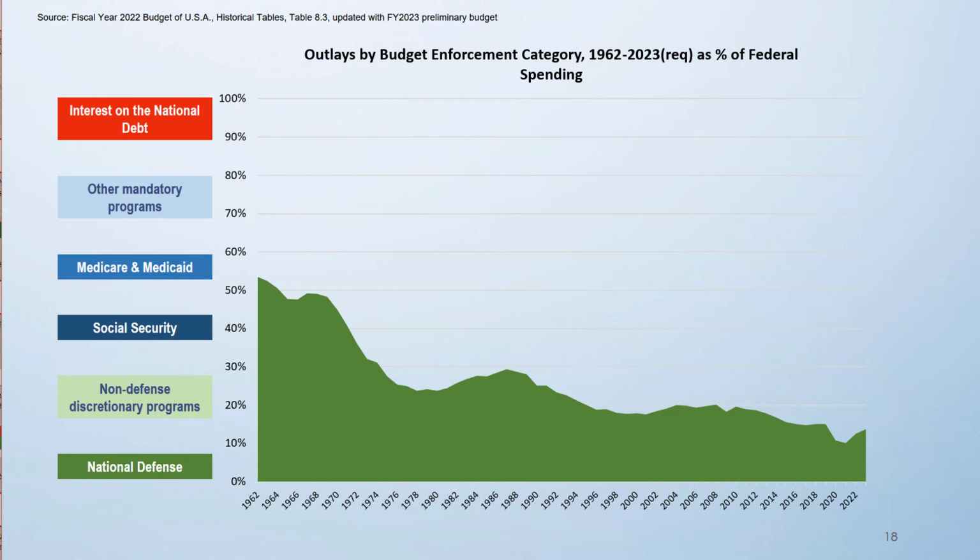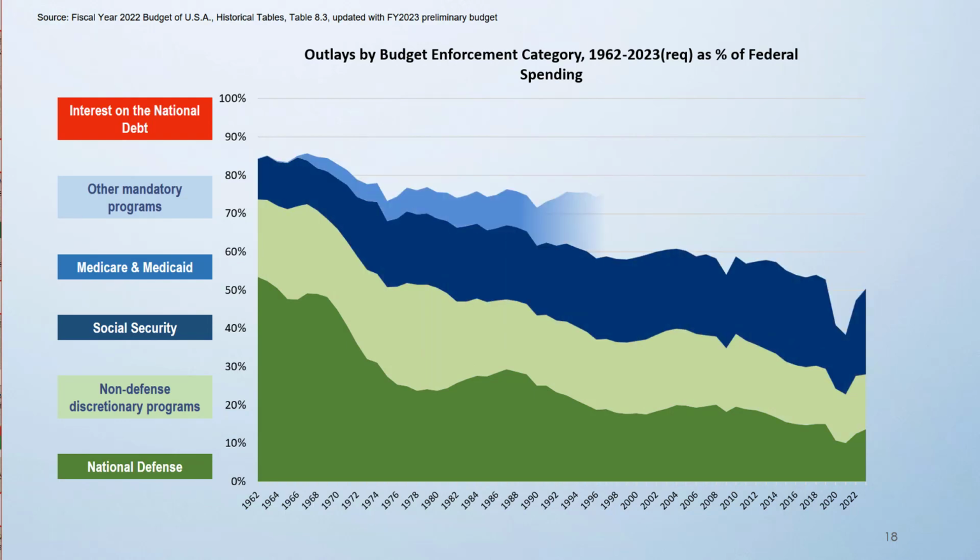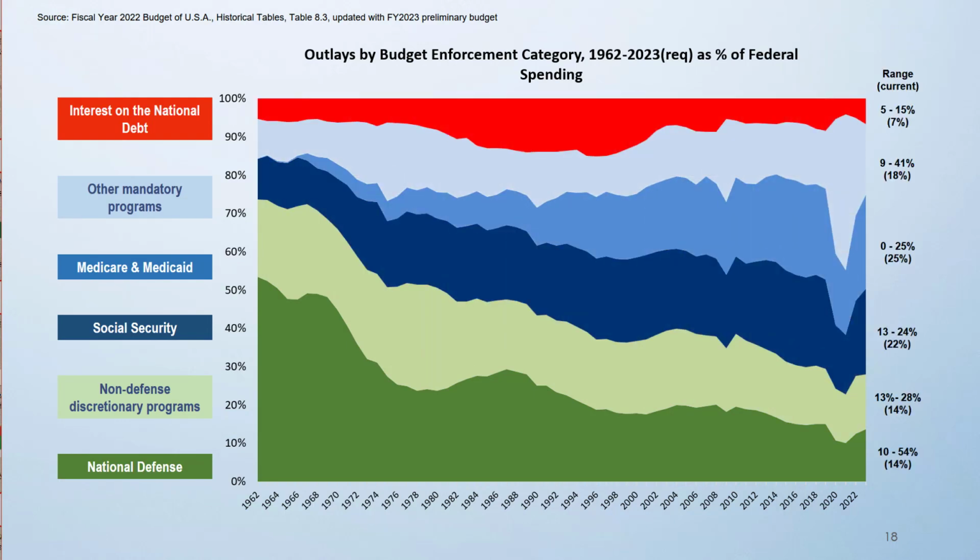Then there are some non-defense discretionary programs like State Department, Department of Justice, those kinds of things, that's shown in the light green. Dark blue is Social Security, medium blue is healthcare, light blue are other mandatory programs, and red is interest on the national debt. This chart is done on a percentage basis, and you can see the range on the right-hand side in the current allocation. Note in 2020 and 2021 the significant increase in other mandatory programs as a response to the pandemic.